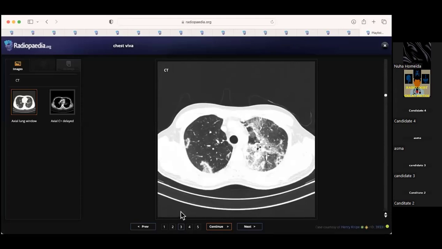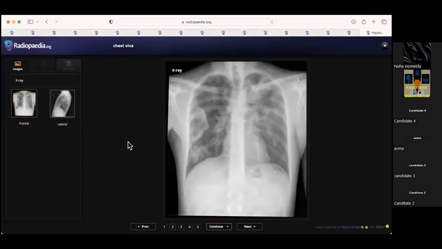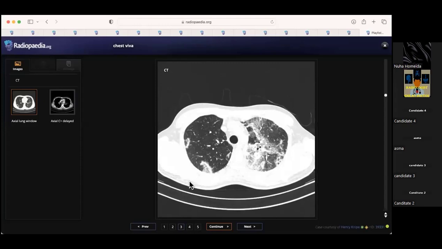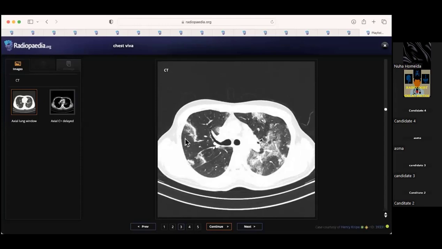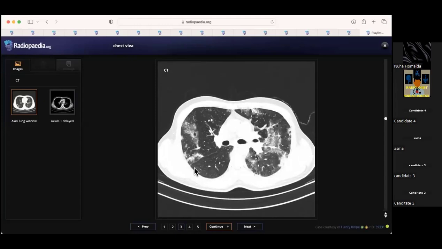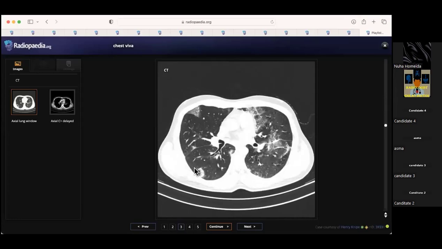Okay, so this is a chest X-ray. The findings here are multiple regions of airspace opacities. They have a peripheral distribution. Nothing else on the chest X-ray here. On the CT, there are peripheral areas of airspace consolidation, quite peripherally throughout both lungs, but predominantly in the upper and middle lobe.